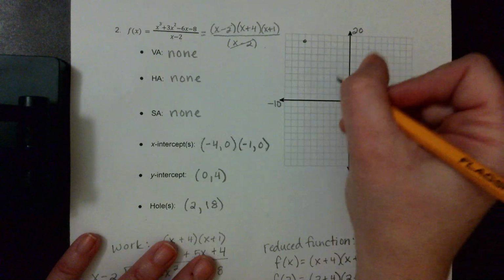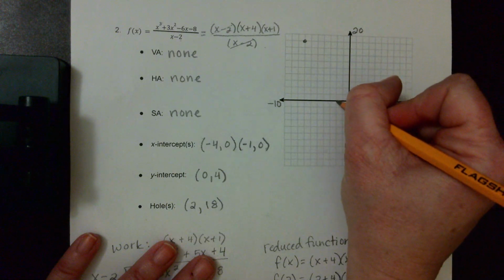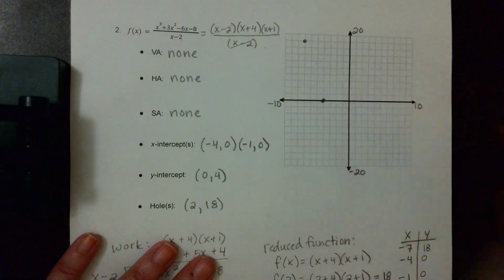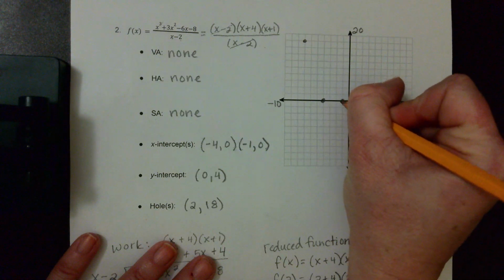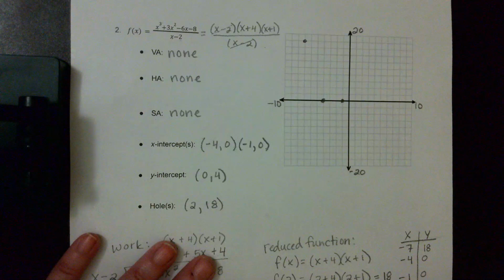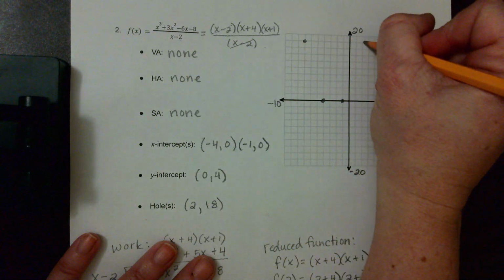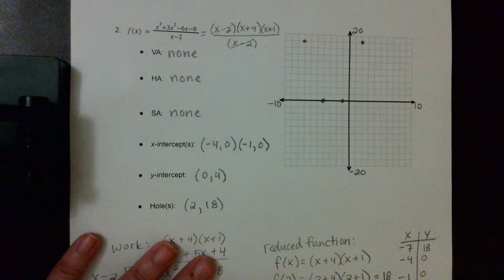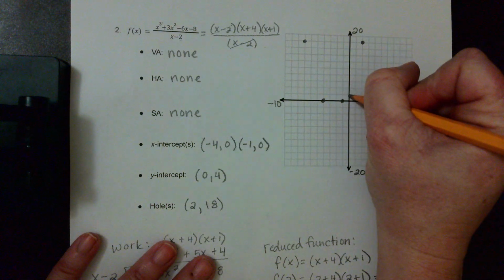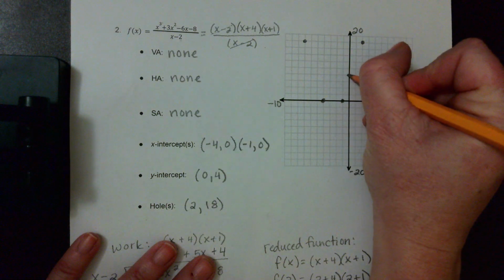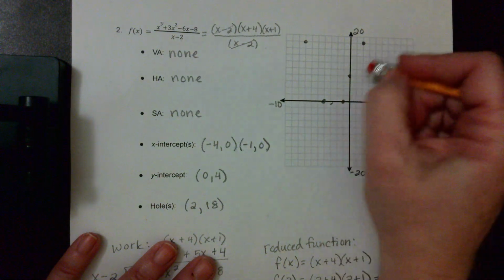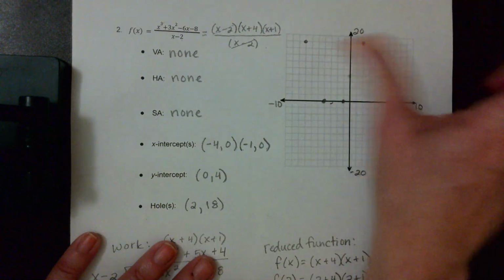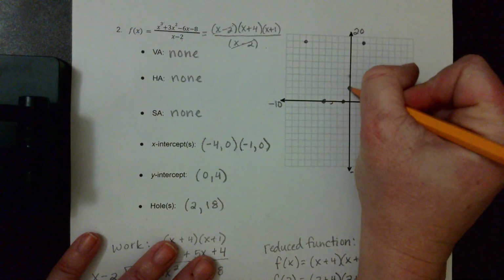At negative 4, I'm at 0. At negative 1, I'm at 0. At 2, I'm at 18. At 0, I'm at 4. This is wrong because I need a scale of 2. Sorry about that. I was wondering why it looked off.